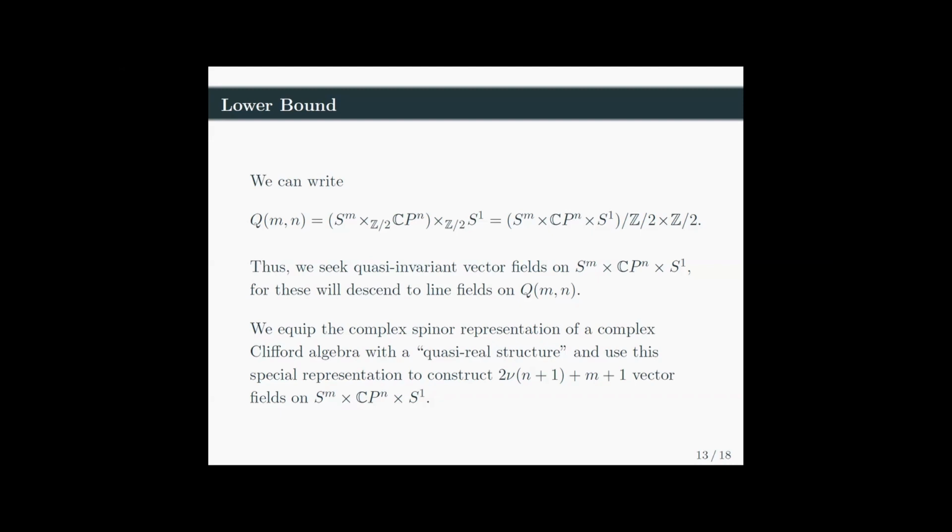And the upper bound I'm not really going to talk about because it's very, very simple. It's just basic bundle theory, and we appeal to a classical computation of the stable span of CP^n. But the lower bound is the hard part.